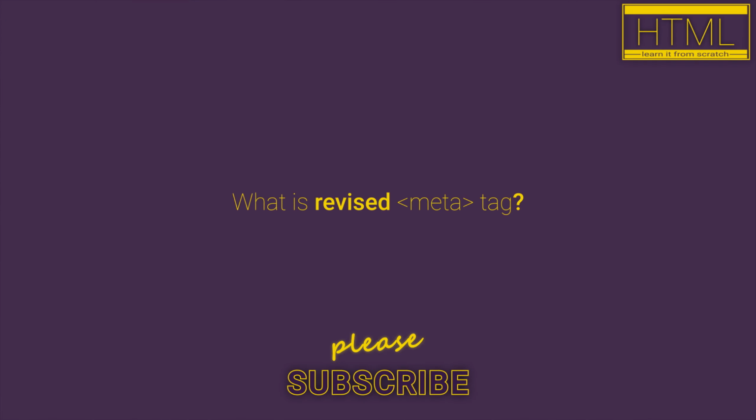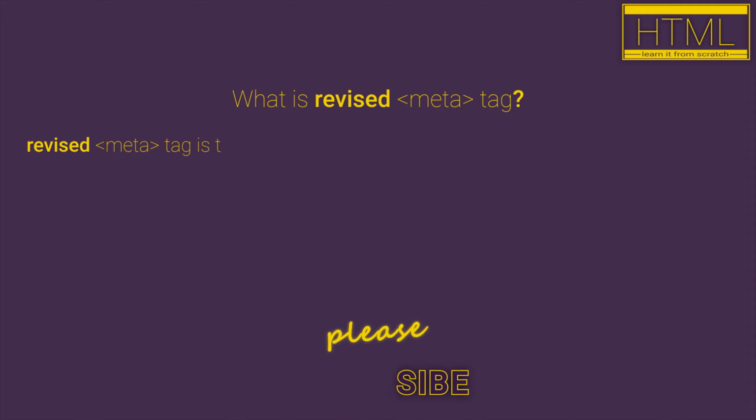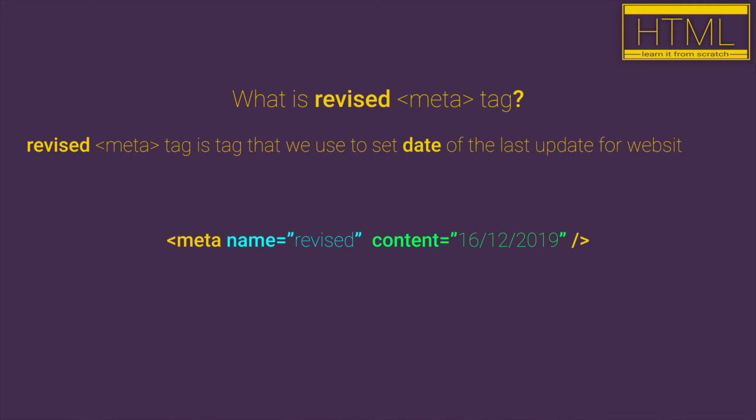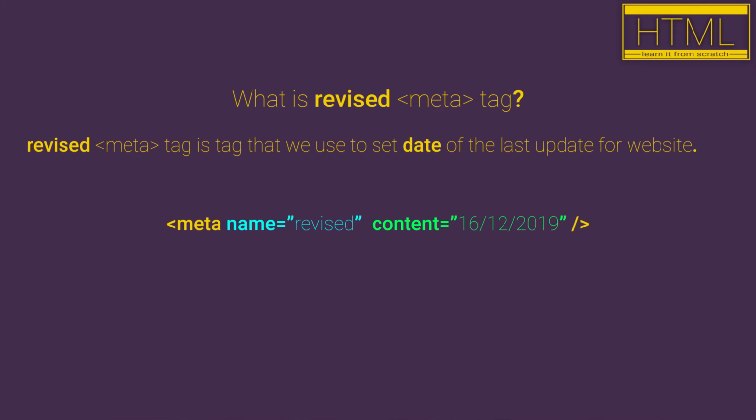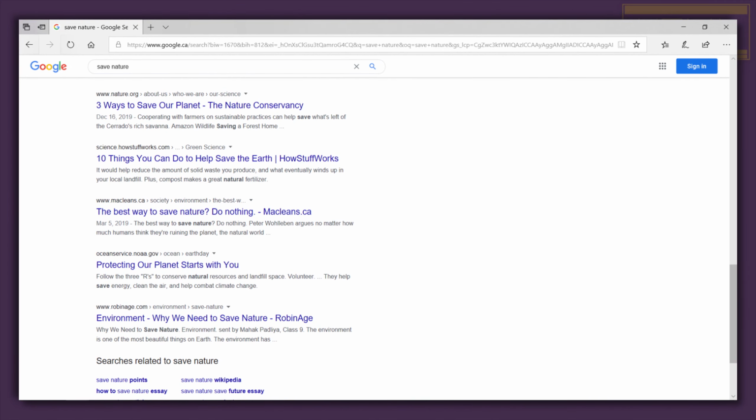This is your wise meta tag. Your wise meta tag is a tag that we use to set the date of the last update for your website. This information is also visible inside of search engines like Google or Yahoo, so you can check that value here.